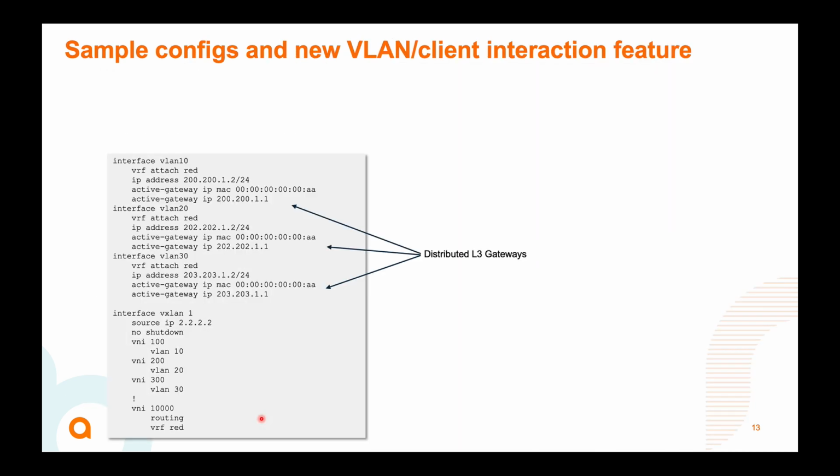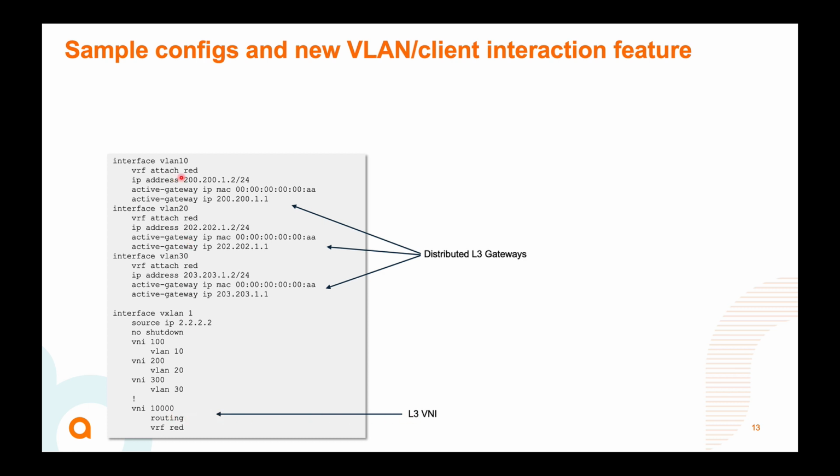Let's look at some sample configs for the distributed gateways and the new VLAN client interaction feature. As I mentioned on the previous slide, you have your SVIs with the VRFs, unique SVI IPs, and these are your Anycast IPs on each VTAP for the distributed gateways. You have your interface VXLAN, your tunnel source, and your VNIs and your VLAN mapping. We also have the layer 3 VNI here.